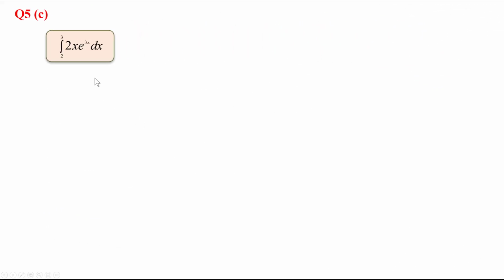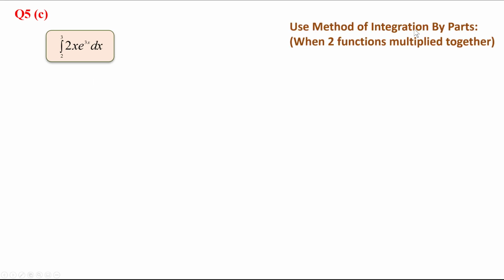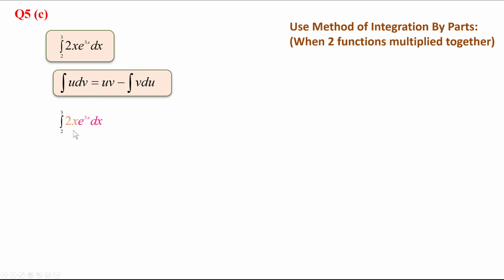In part C, we use the method of integration by parts, and we use this method when we have two functions multiplied together. So here we have to decide what's going to be u and what's going to be dv. In this case, let u equal 2x and let dv equal the remainder, which is e to the 3x dx. Differentiating u, we get du/dx equals 2. This means that du equals 2 times dx.